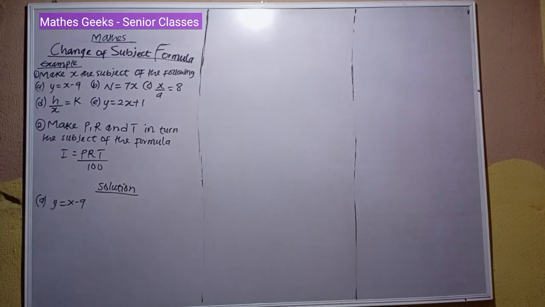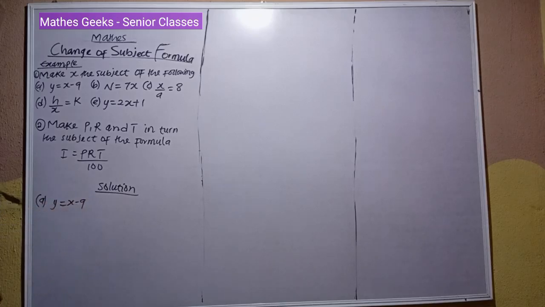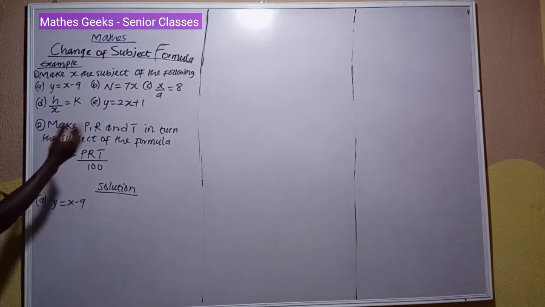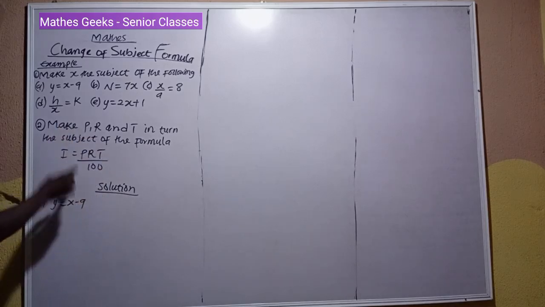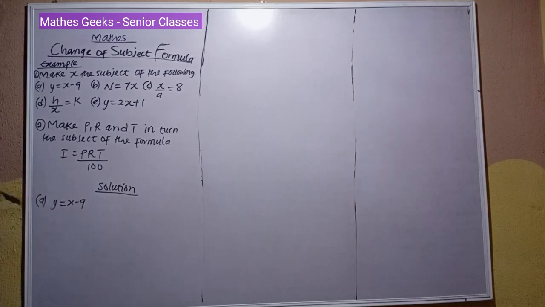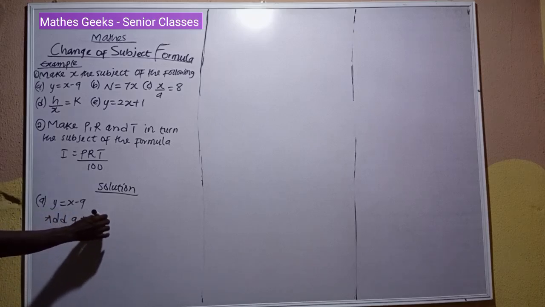So how do we go about this? We check here, x is related to 9 by this sign minus, there's subtraction, and this is the equation. So to make x the subject of the formula, since there's a subtraction, we have to do the opposite of subtraction, which is addition. So I'm going to add 9 to both sides. So I say add 9 to both sides.